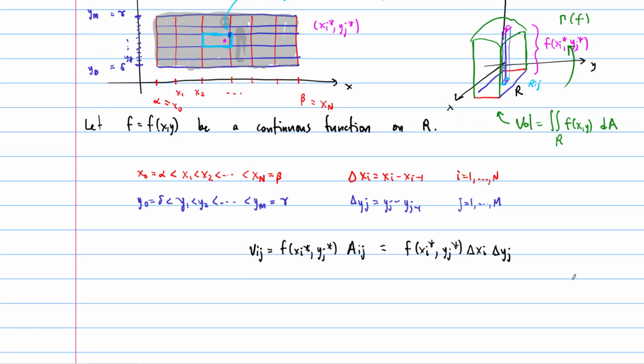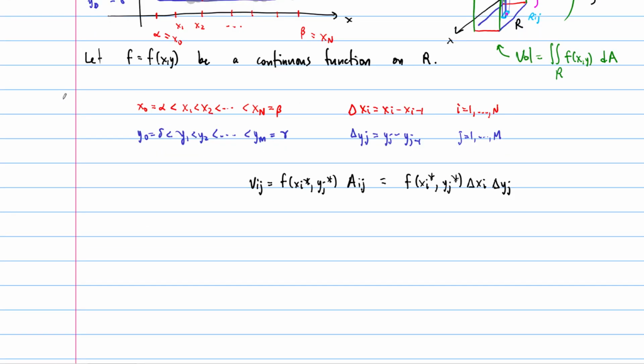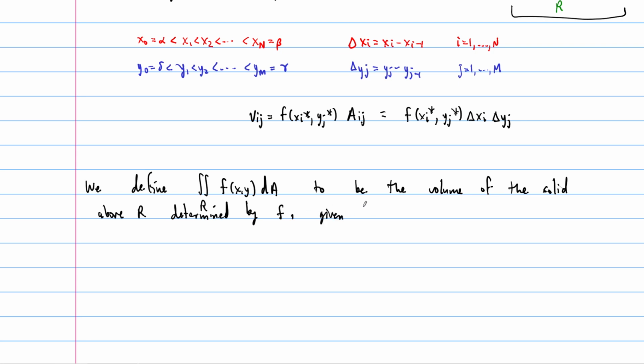Okay, so we need to then sum this up over all the rectangles. The rectangles extend in both directions though, right? And so what we end up with is a Riemann sum definition for our volume, which we're denoting by this double integral symbol. And so we define the double integral over R of f of x, y dA to be the volume of the solid above R. Above could mean below, just like in Calculus 1, but determined by the graph of f. And then this is computed by this formula.